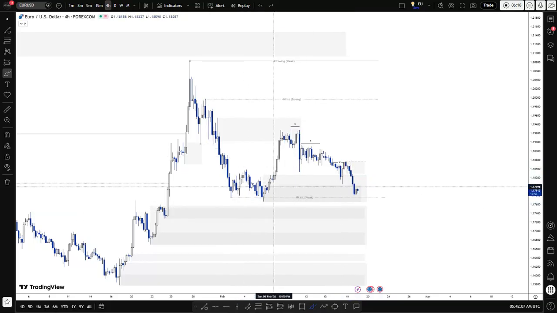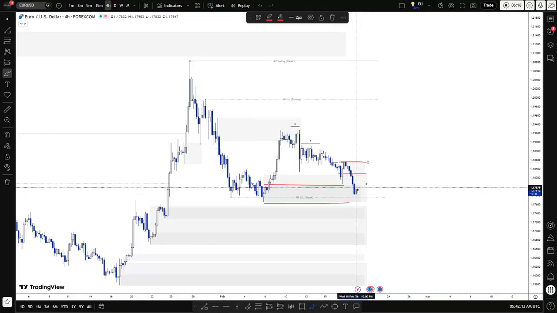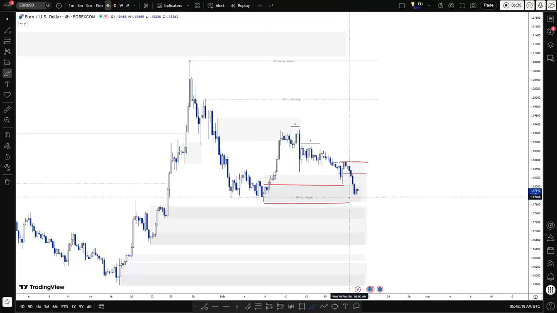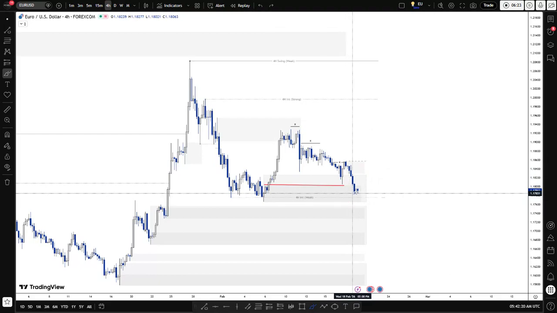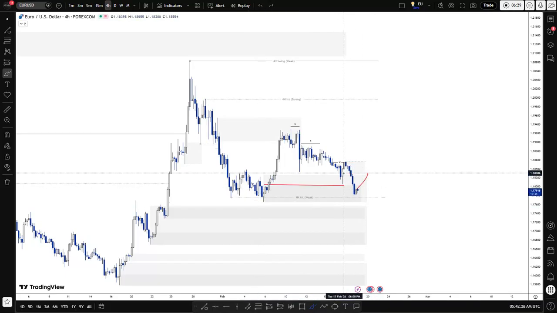So even now that price is coming from demand, it's best to wait for price to pull back to demand, to supply, sorry, then to short. So that's all I'm expecting for today. We can look for longs to this supply, then shorts to demand, or we can just wait for price to pull back to supply, then look for shorts.